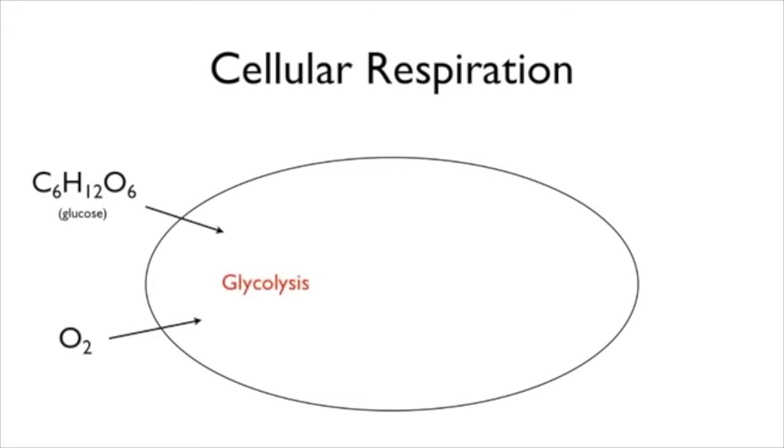We run glycolysis, where we split glucose into 2 molecules of pyruvate. You get a little bit of ATP out of that, by the way. You get 2 molecules of ATP just from that. And if you don't have any oxygen, that's all you get. If you do have oxygen, you can run the citric acid cycle.